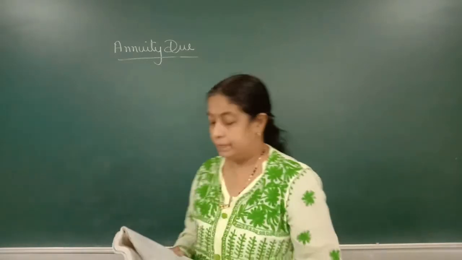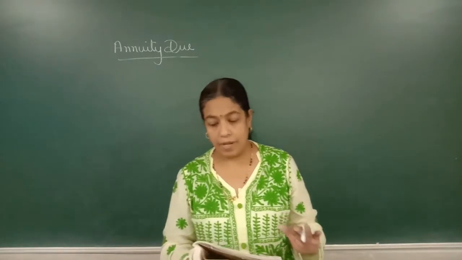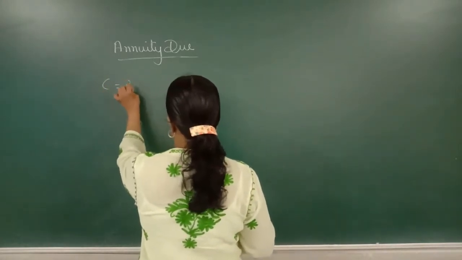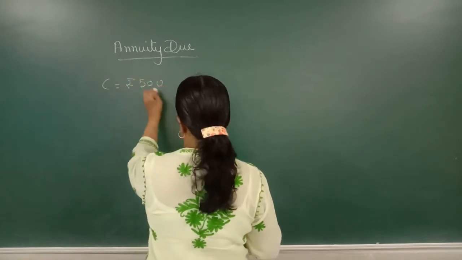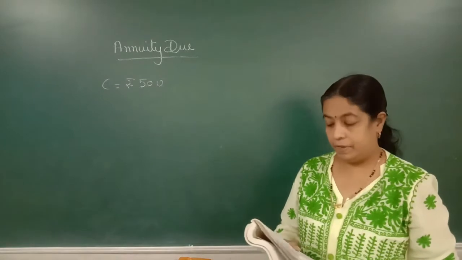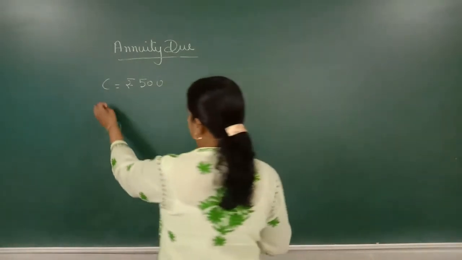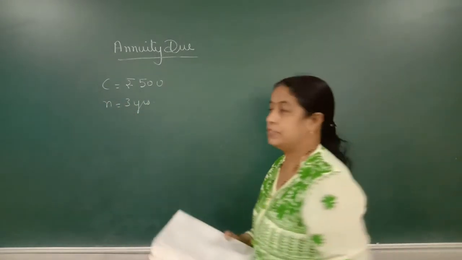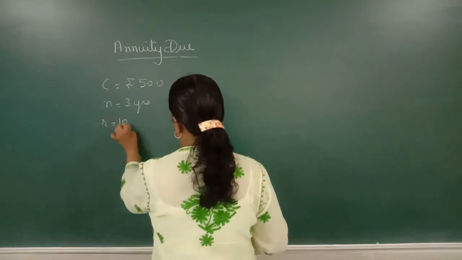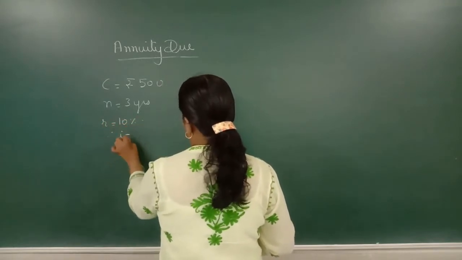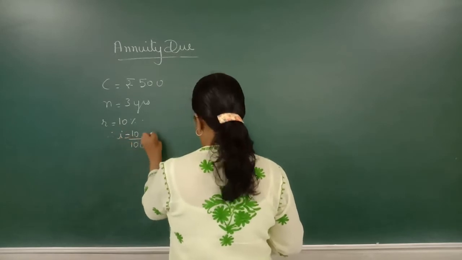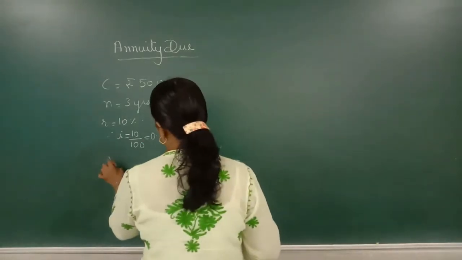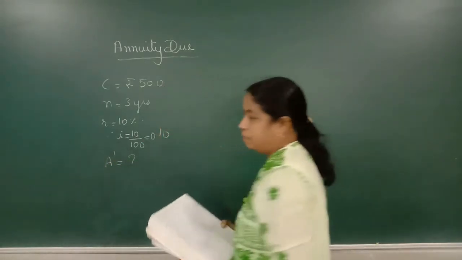Okay. Now, find the accumulated value of annuity due. Here C is given to be rupees 500. Annuity is 500 for 3 years, means n is 3 years. At 10% means r is 10%, therefore i will be equal to 10 upon 100, that is 0.10. Now we want to find the accumulated value, that is A dash is equal to question mark.